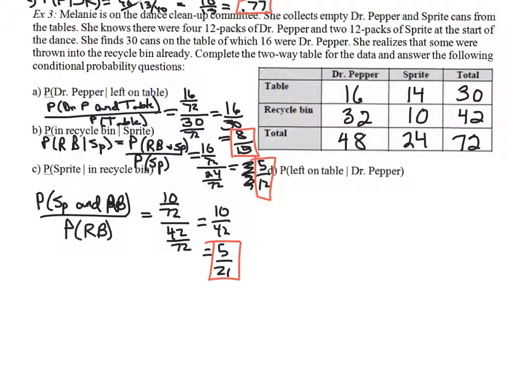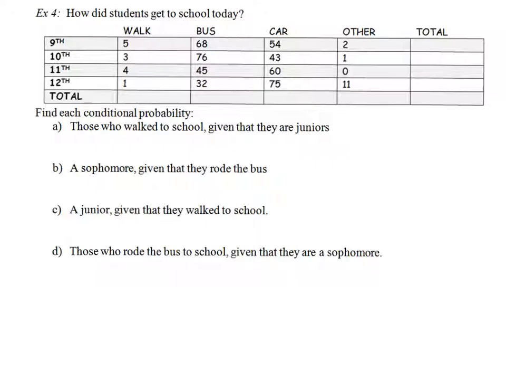And finish up part D, probability of the can being left on the table, given that it was Dr. Pepper. So we want the ones that were left on table and Dr. Pepper. So that's this one right here, 16 out of 72, divided by the probability of Dr. Pepper. Probability of Dr. Pepper is 48 out of 72. And when we cancel off those 72s, we get 16 out of 48, which reduces to 1 out of 3.